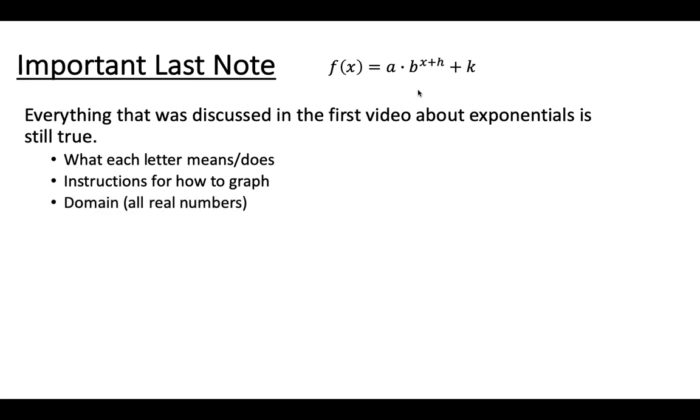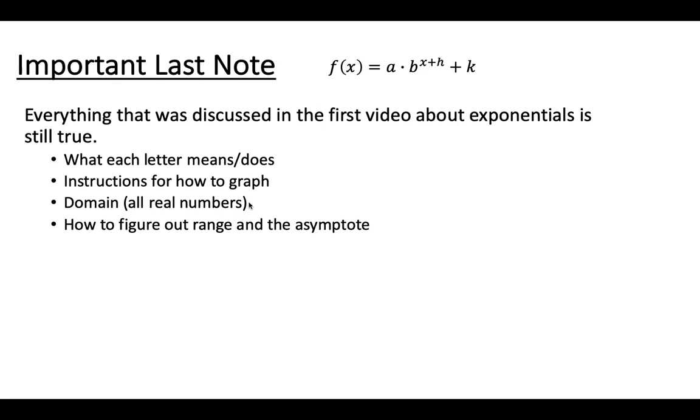The domain is the same. You should be able to plug in any number for x. So the domain is all real numbers, whether it's growth or decay. And how to figure out range and the asymptote. Also the same for both growth and decay. So if you need to brush up on how to figure out the range or how do I figure out the asymptote, just go back at the last video because it's the same no matter what.